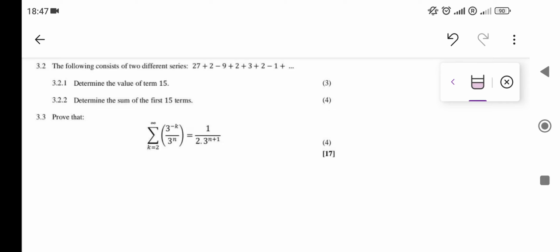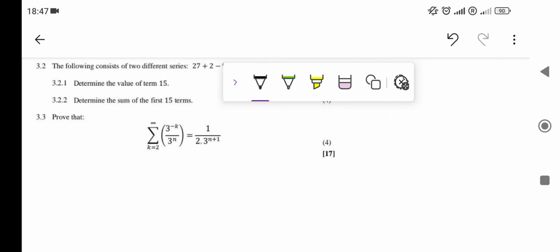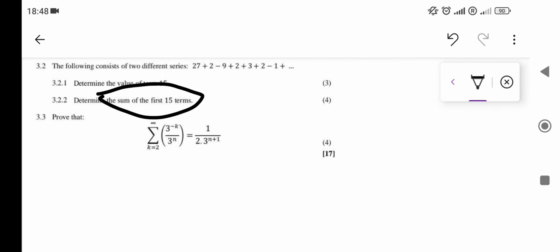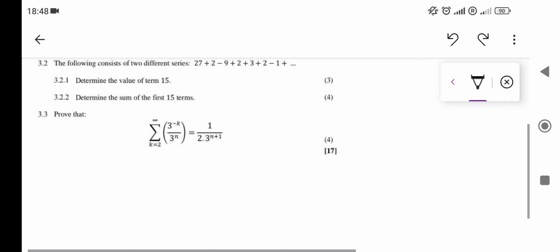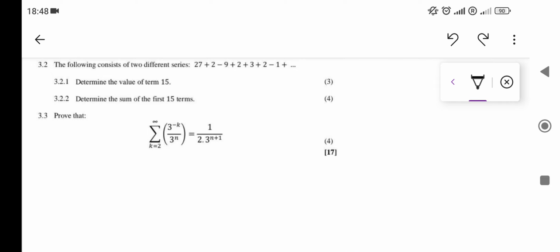Right, picking up where we've left off, the next part says that we need to find the sum, right? So we want to find the sum of the first 15 terms, and we've already mentioned that we see this as two separate number patterns, or different series, rather. So one is consecutive twos, right? And the other one is that series that we had. Let's write that down first quickly.